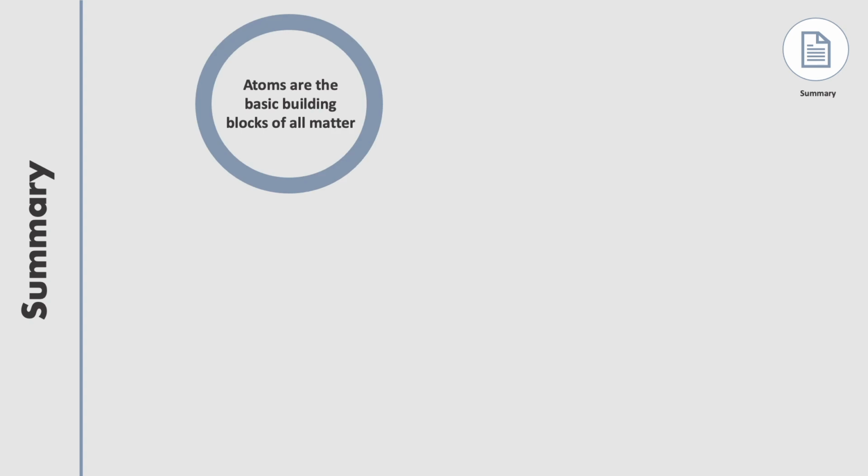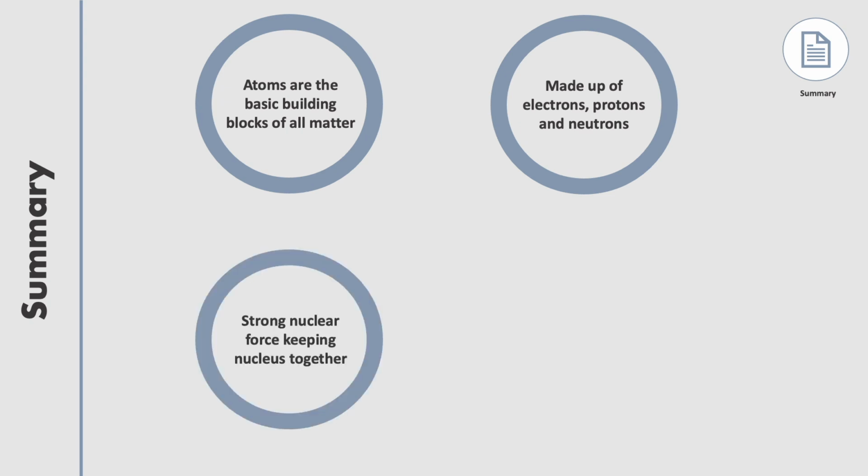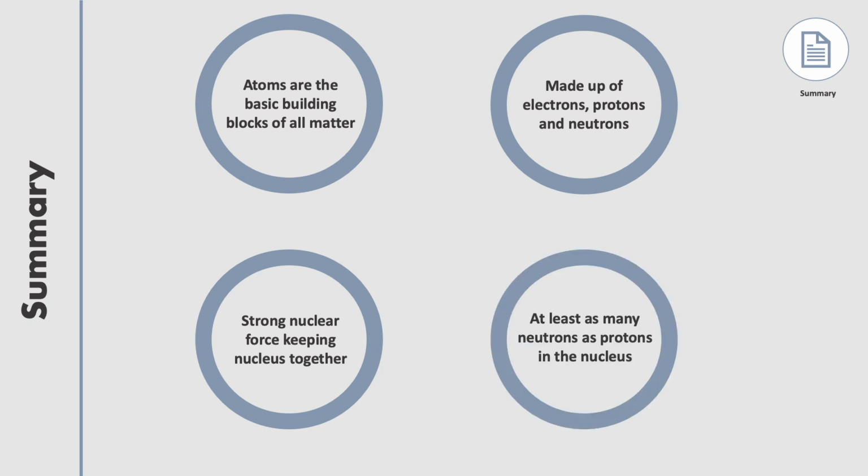Okay, let's summarize what we've learned. Here are 4 important facts that you should remember. Atoms are the basic building blocks of all matter. They are made up of electrons, protons, and neutrons. A force called the strong nuclear force holds the nucleus together. And there need to be at least as many neutrons as protons in the nucleus in order for the nucleus to remain in a stable state.